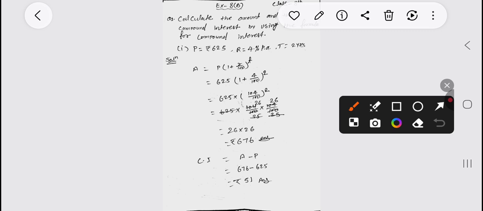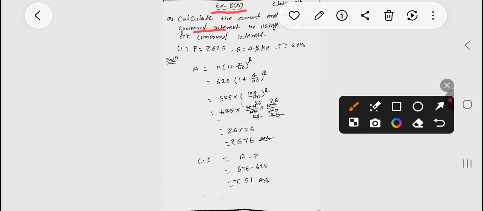Good morning, dear students. In this video we are going to discuss class 8 maths exercise 8B, that is compound interest. Okay, question number one is: calculate the amount and compound interest by using the formula for compound interest.